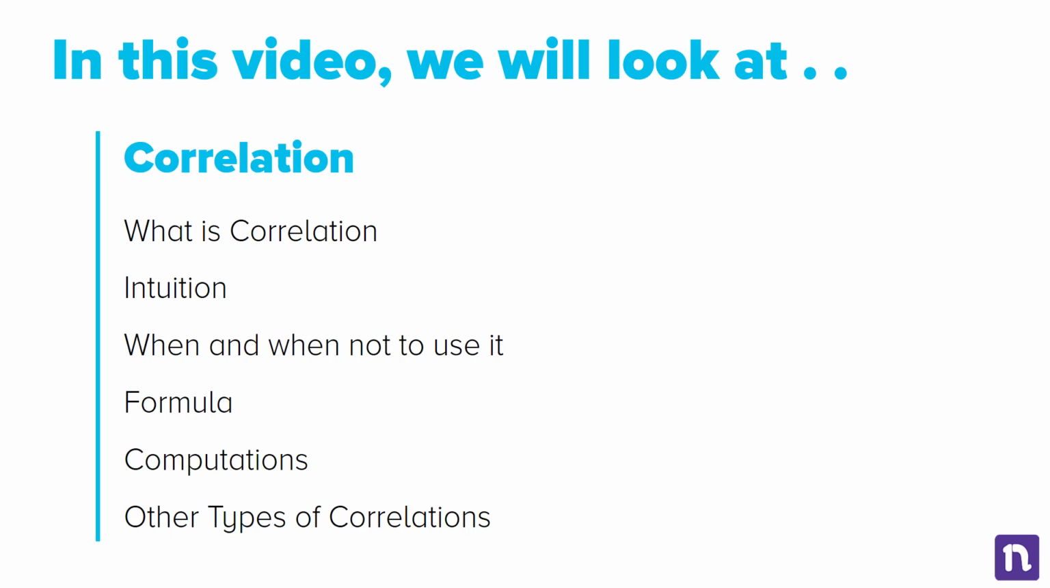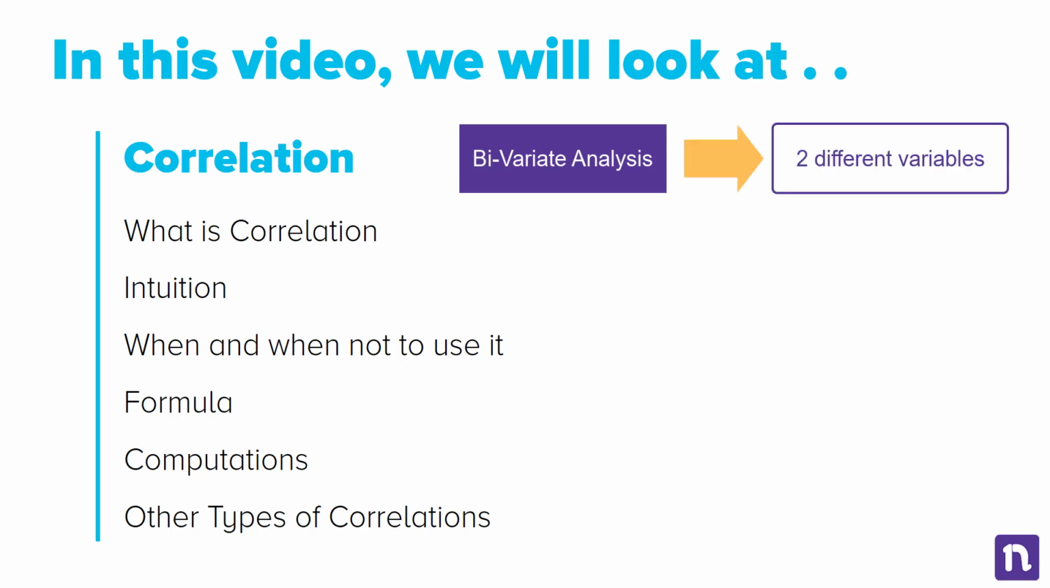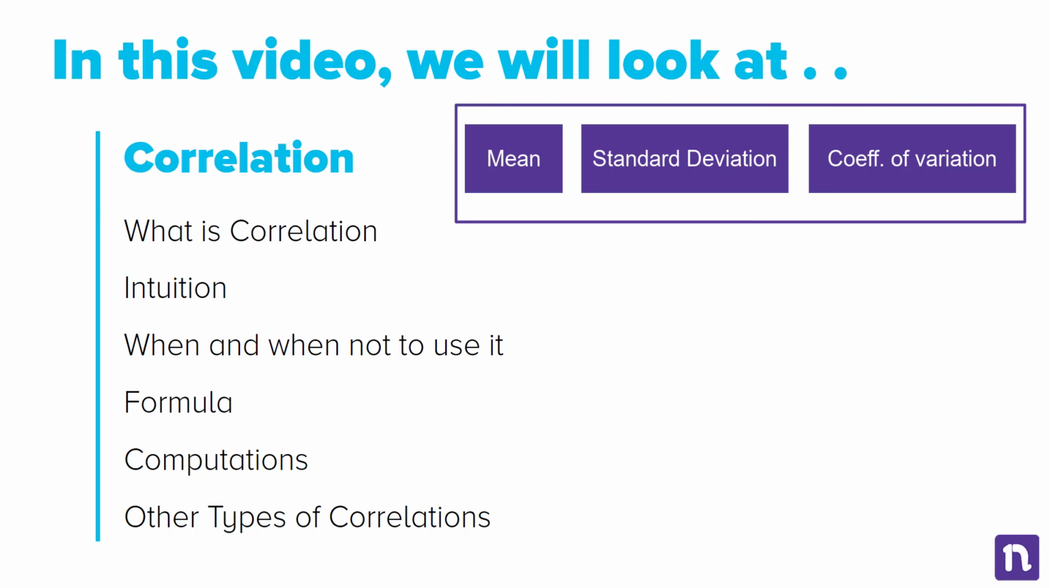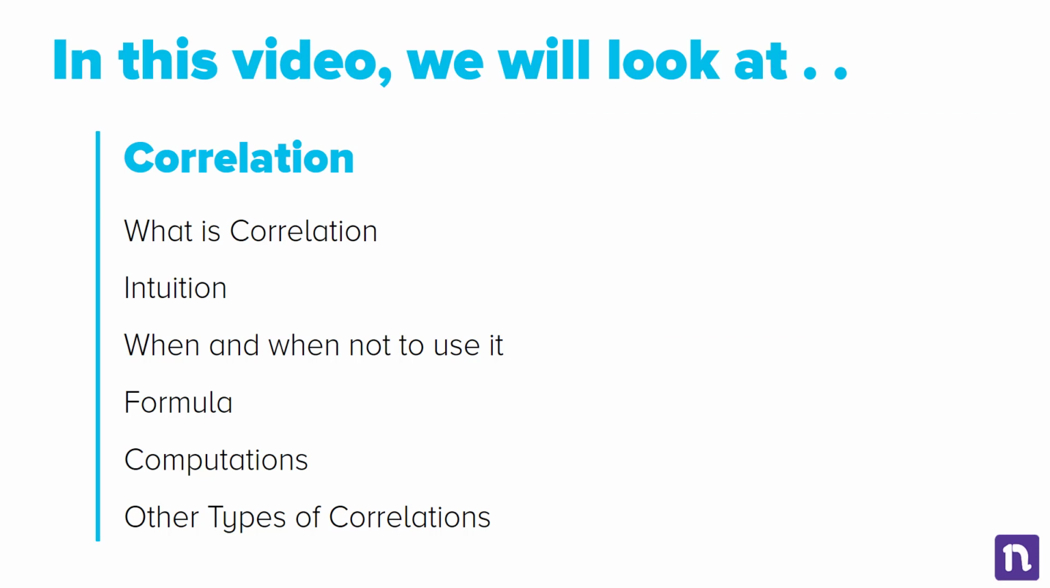In this one, let's understand correlation in clear detail. Now, one thing that you must understand is correlation is a bivariate analysis technique. That means in order to compute correlation, you need to have two different variables. While other metrics such as mean, standard deviation, coefficient of variation, and so on, all require only one variable in order to be computed, in order to compute correlation, you need two variables. And that is why it is also considered a part of bivariate analysis technique.